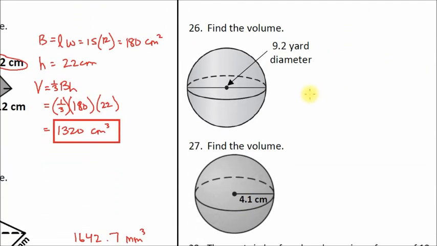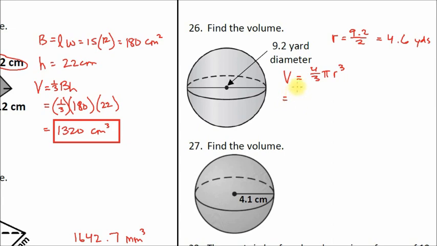Find the volume of a sphere. All right, first thing I notice is we're given the diameter. That means I have to find the radius. And the radius is the diameter divided by 2, and that's going to be 4.6 yards. So there's our radius. All we need is the radius for a sphere. Let's go ahead and figure this out then. So the volume is equal to 4/3 times pi r, and don't forget this, cubed.